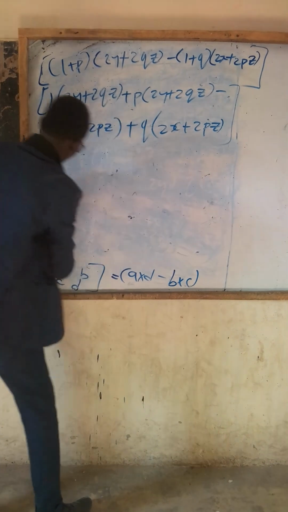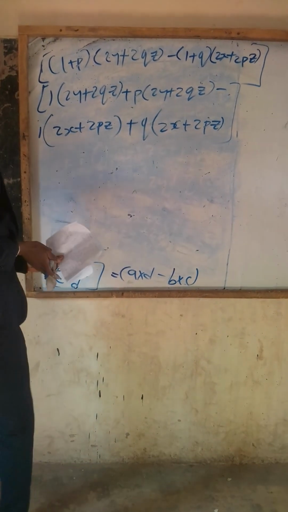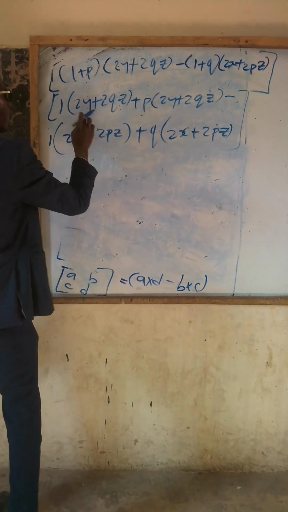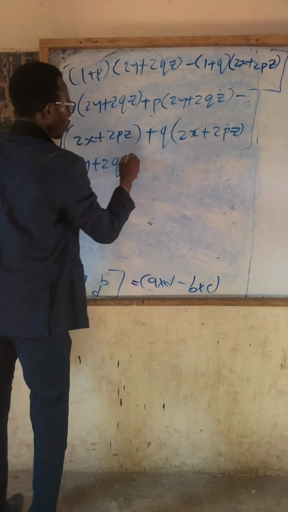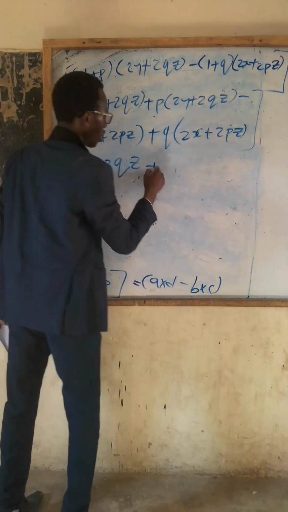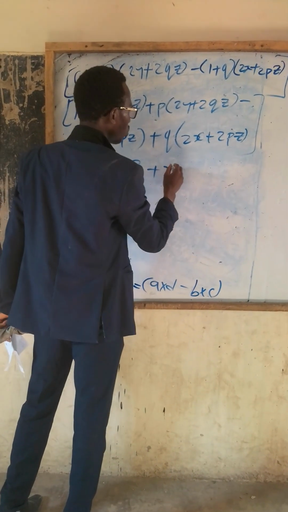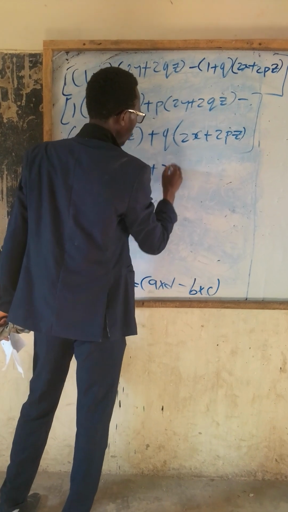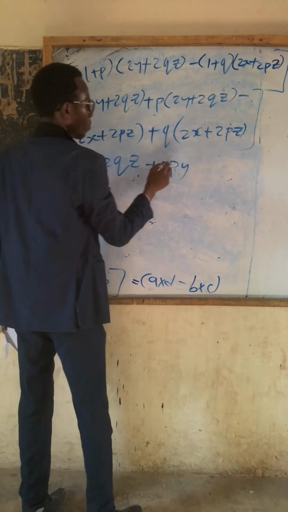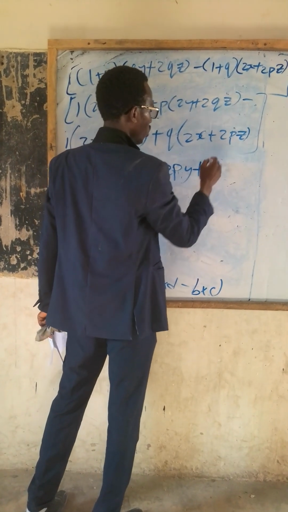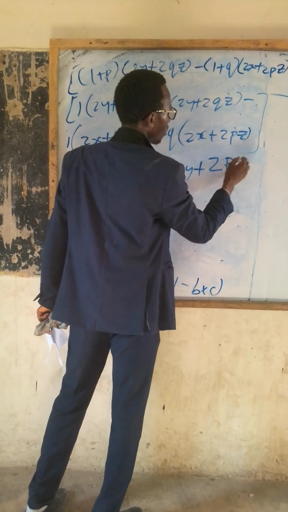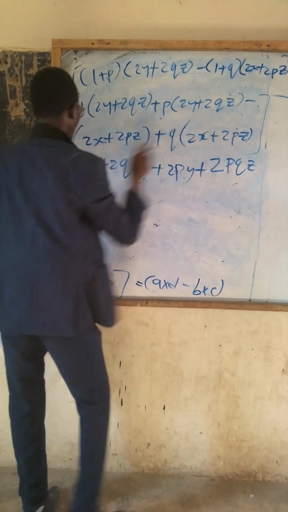We are going to simplify it further. So what do we have now? 1 multiplied by everything here, the remaining thing. We have what? 2y plus 2qz, right? Plus p multiplied by 2y is what? 2py. Are you getting me now? P multiplied by 2qz is what? Plus 2pqz. Now we have what?